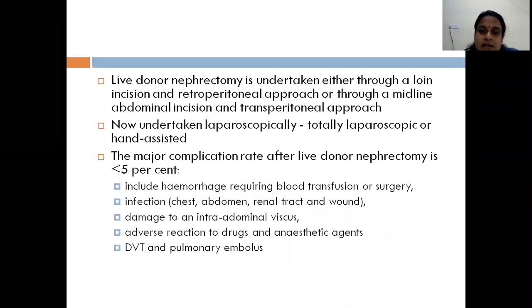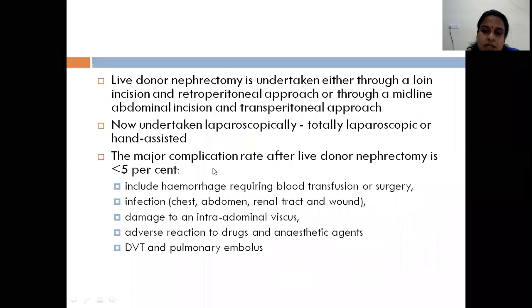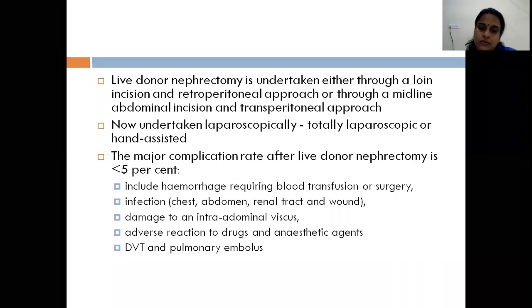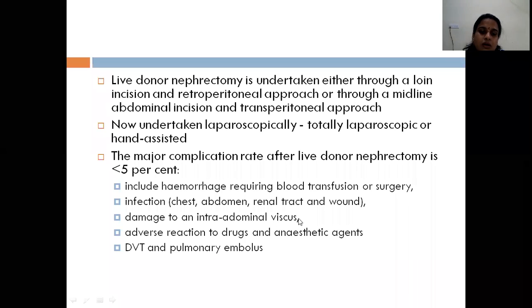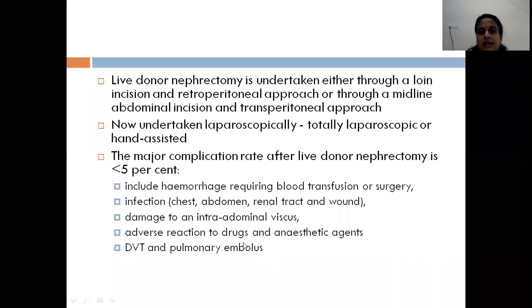Live donor nephrectomy is undertaken either through a loin incision or laparoscopic approach. The major complication rate after live donor nephrectomy is less than 5%. Always, live donors, when properly matched, whether related or non-related, have a reduced complication rate in comparison to deceased donors. When there is hemorrhage, you'll have to give blood transfusion, and rule out any intra-abdominal viscus damage. Also important is DVT prophylaxis, to prevent thrombosis and embolic phenomena.